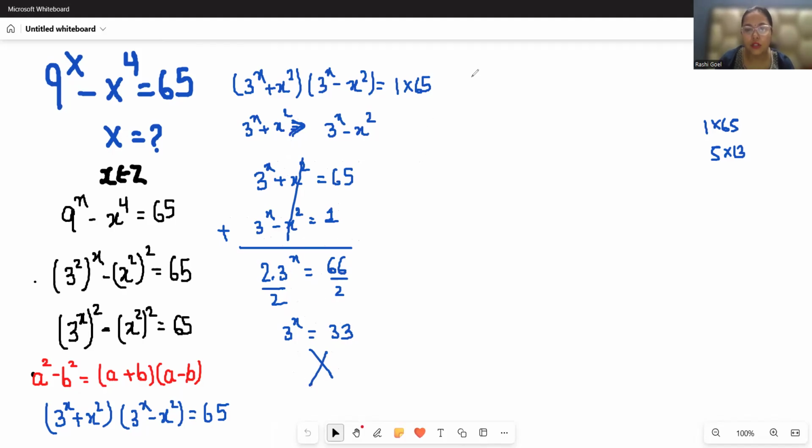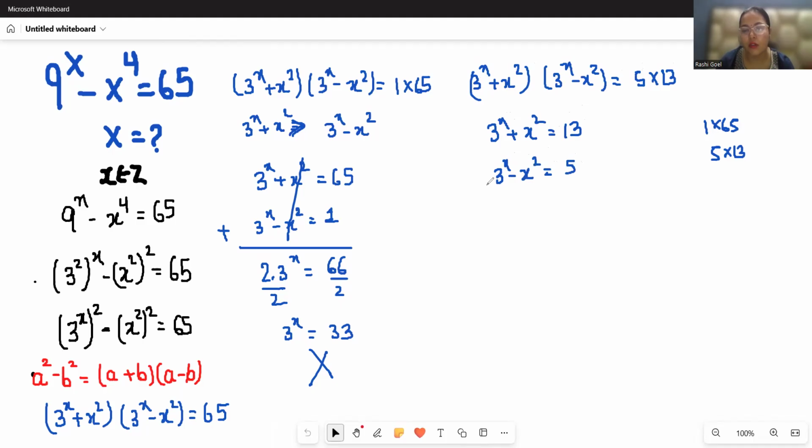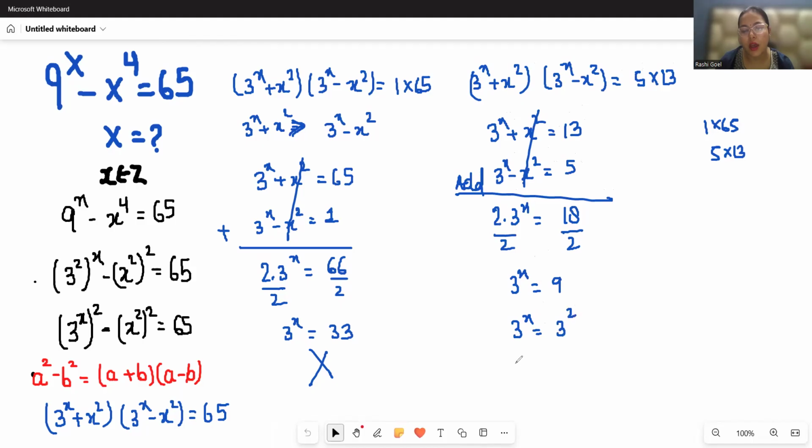Now comes to the next, (3^x + x^2) times (3^x - x^2) equals 5 times 13. So 3^x + x^2 is equal to 13, it will be greater, and 3^x - x^2 equals 5. Again if we add, x^2 will cancel out. 2 times 3^x equals 18. I'll divide both sides by 2. So 3^x equals 9, which is 3^2. So x equals 2, which is a positive integer.